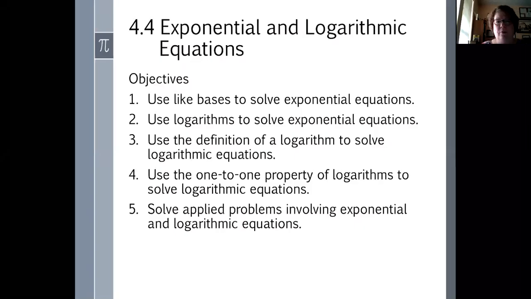In section 4.4, we're going to be solving exponential and logarithmic equations. First, we're going to use like bases to solve exponential equations. Then we're going to use logarithms to solve exponential equations. Then we'll use the definition of a logarithm to solve logarithmic equations. And then we'll get something called the one-to-one property of logarithms, and we'll use that to solve logarithmic equations. And then we'll look at a couple of applied problems.